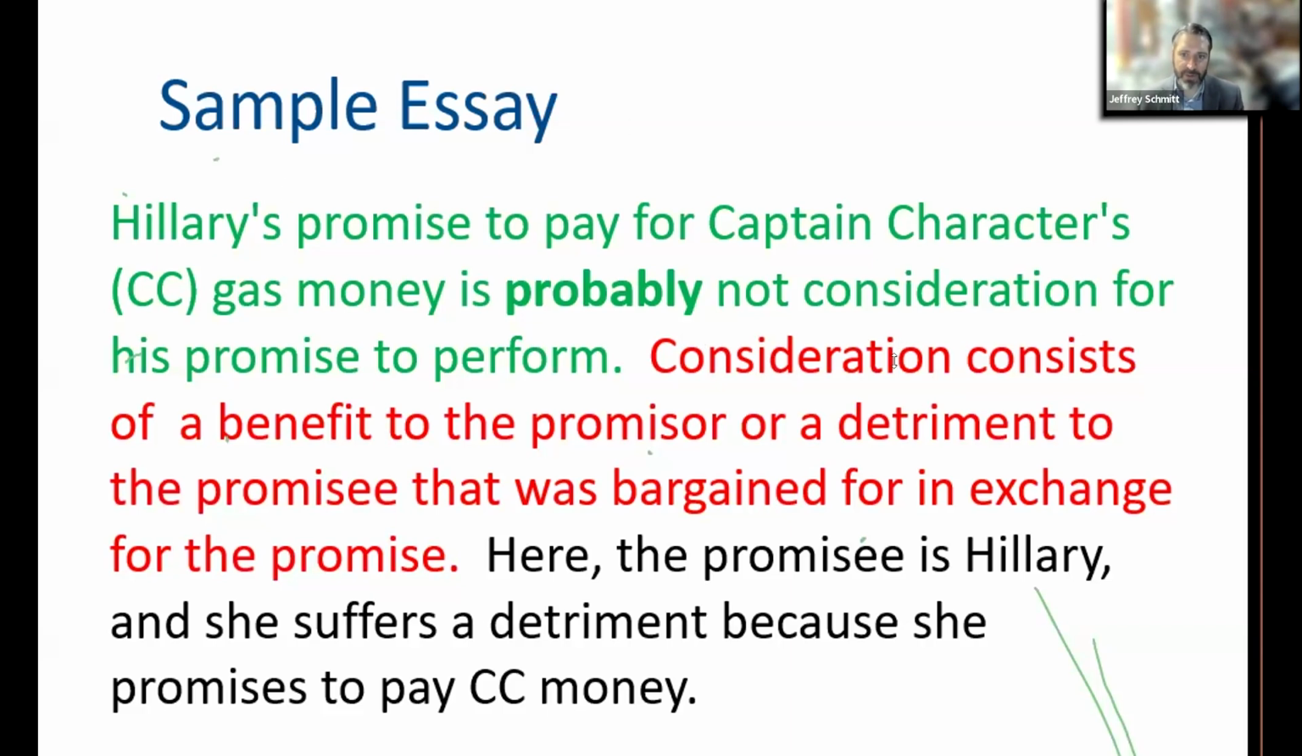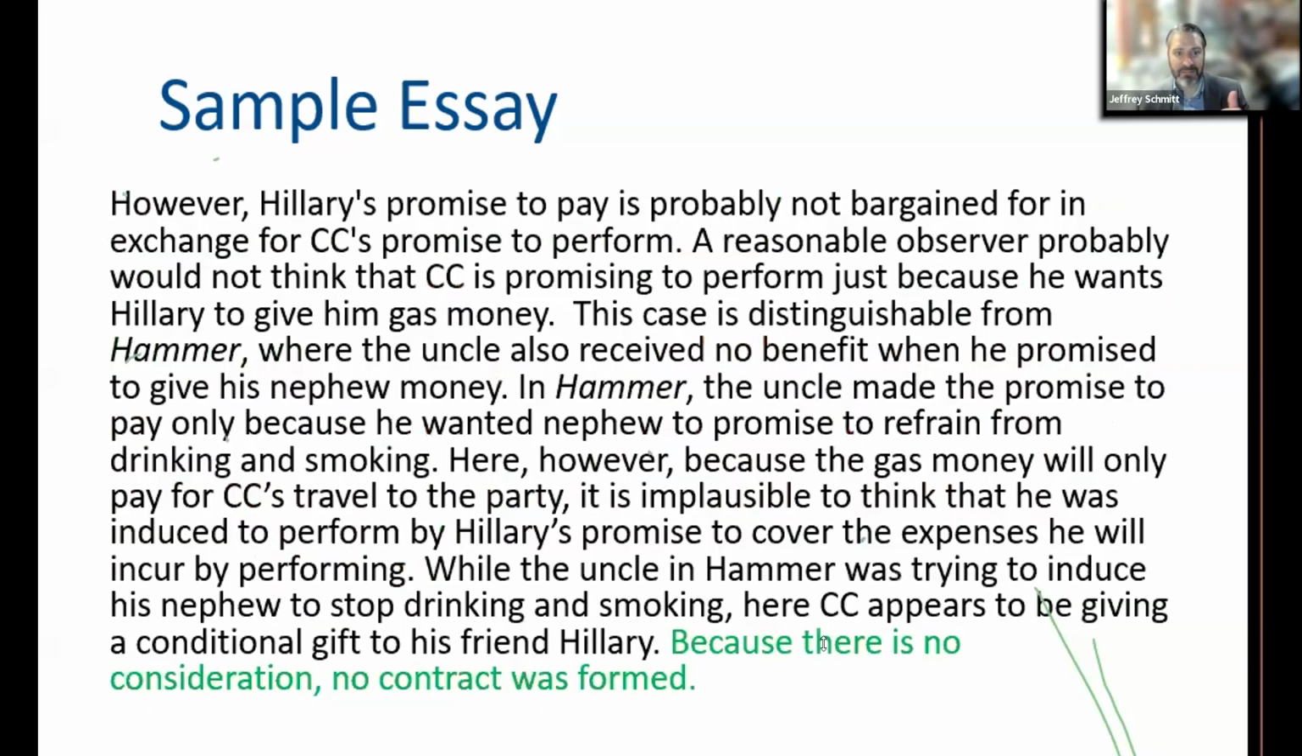This is the black letter law from the PowerPoint slides. Consideration consists of a benefit to the promisor or detriment to the promisee. That's element number one. And number two, bargained for in exchange for the promise. Since those are two different elements, I would want you to apply them differently, separately. And the benefit or detriment here is very simple. The promisee is Hillary. She suffers a detriment because she has to give Captain Character the money. That's all you need to say, right? That's simple. But the bargain is more complicated.